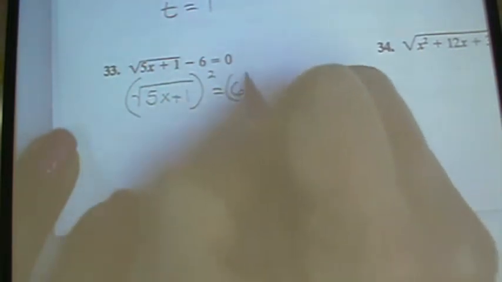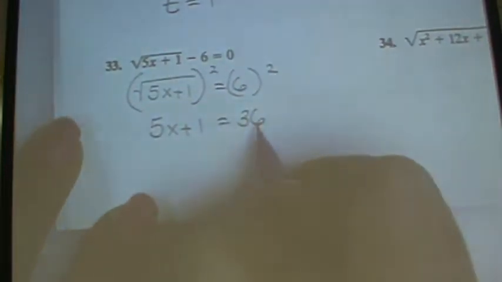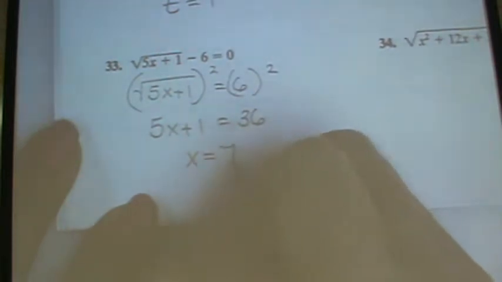33, I'm going to swing 6 over. Square both sides. Subtract 1 gives us 35, divide by 5, and x is 7.